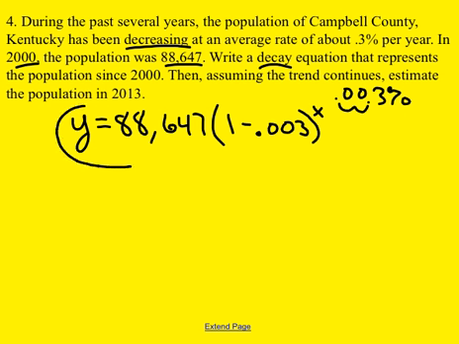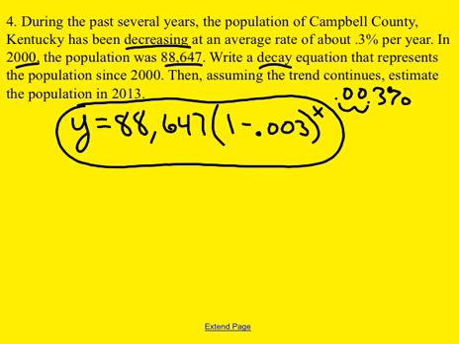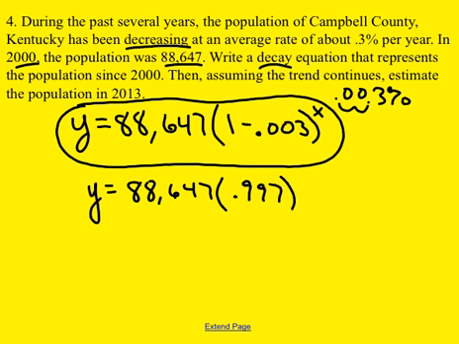Alright, so this is my equation I need to write. So you're going to get 2 points on a quiz for that. Then you go y equals 88,647 times 0.997 to the x. And then the number of years is the population 13 years later. So let's do it. 0.997 to the 13th is going to be a smaller decimal times 88,647.